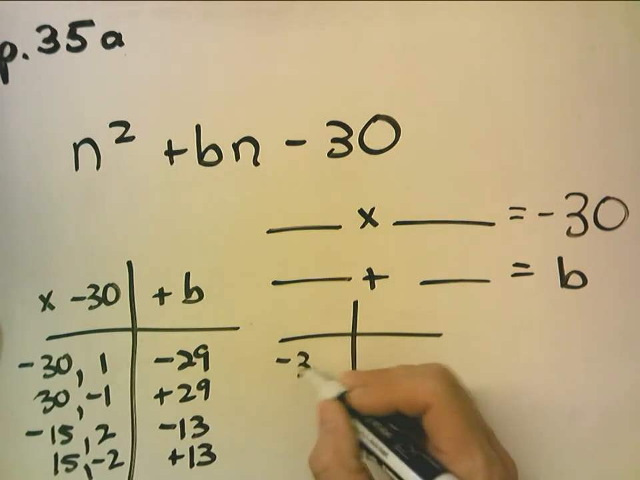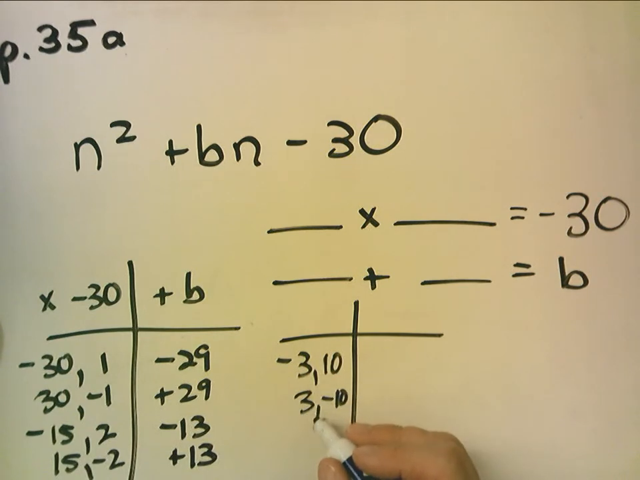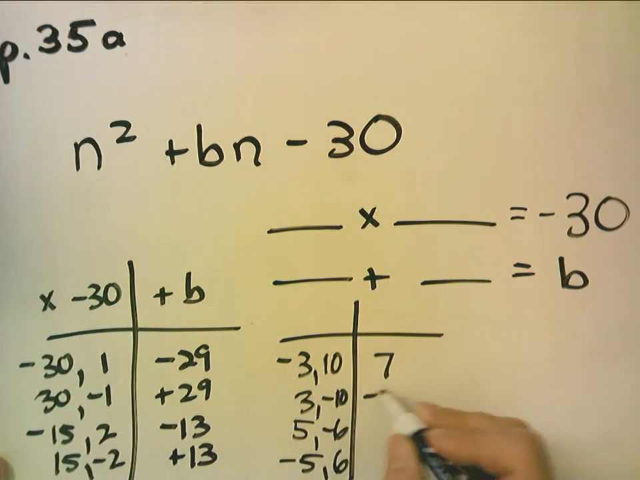I could do negative 3 and 10. I could do 3 and negative 10. And I could do 5 and negative 6 and negative 5 and 6. These add up to positive 7, negative 7, positive 1, and negative 1.